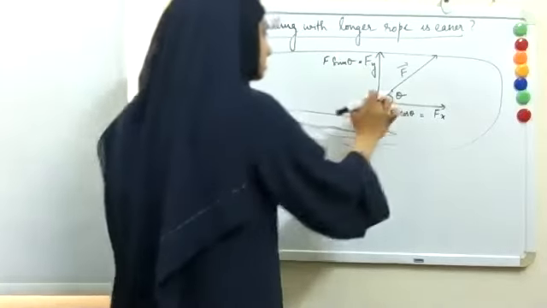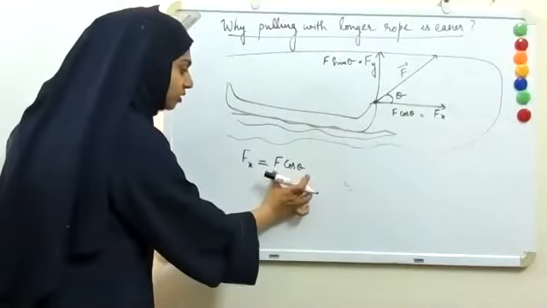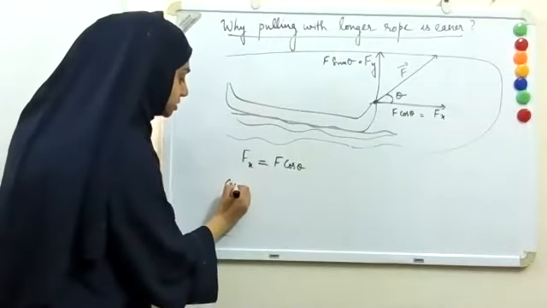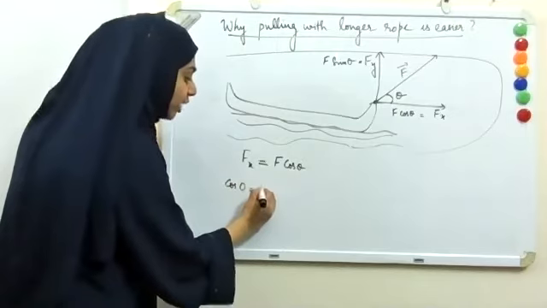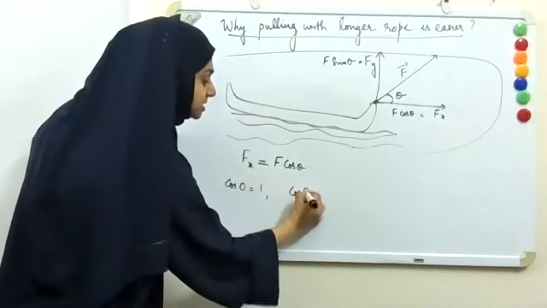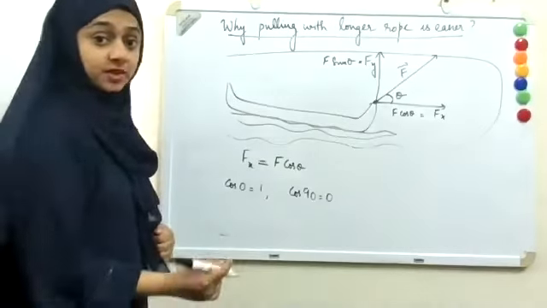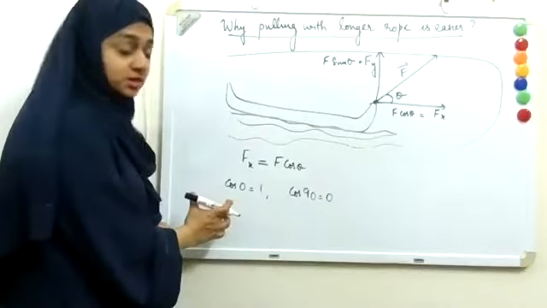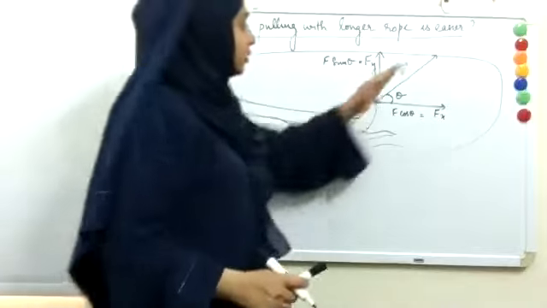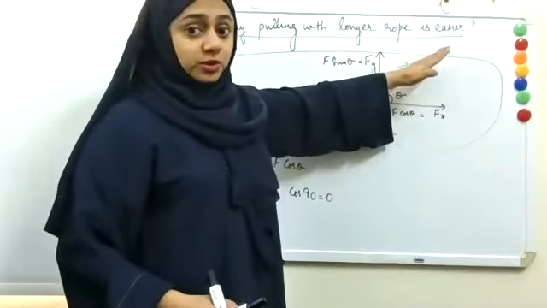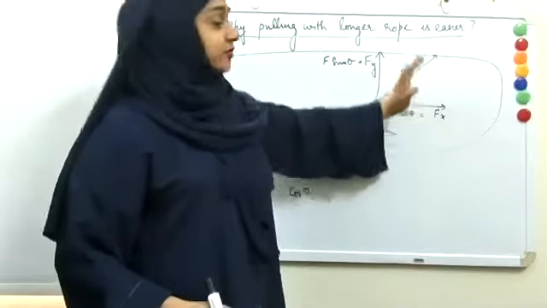Now, this is theta, right? Now, what about the value of cos theta? What is cos 0? 1. What is cos 90? It is equal to 0, right? Cos 90 is 0, cos 0 is 1. Now, depending upon the length of the rope, the theta can be different.